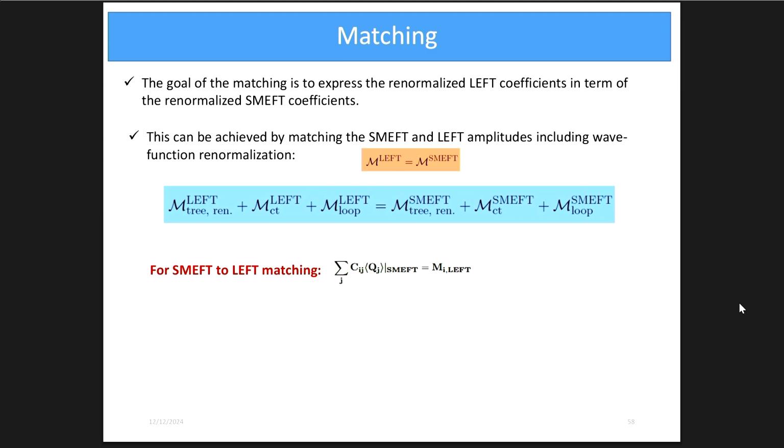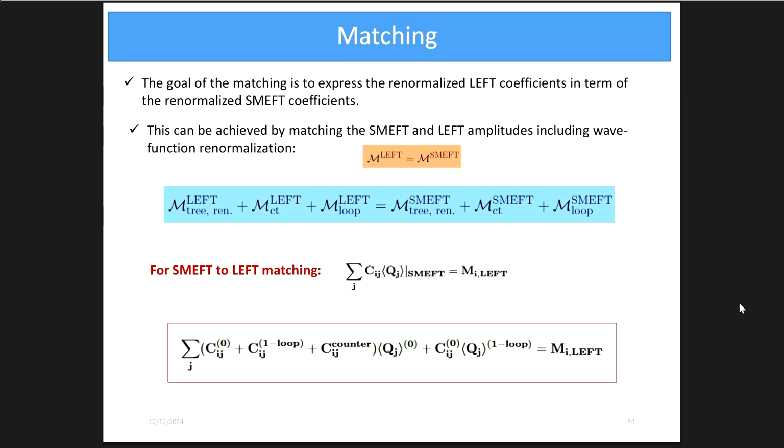So, that means what you are doing, you are equating a different operator contribution in SMEFT to a single operator contribution in LEFT, right. So, therefore, this is the matching equation you should write. So, the Cij or Qj matrix element that you are calculating in SMEFT should be equal to a contribution or amplitude at LEFT. Let us say this I am indicating with the operator, the single operator that I am targeting in LEFT basis.